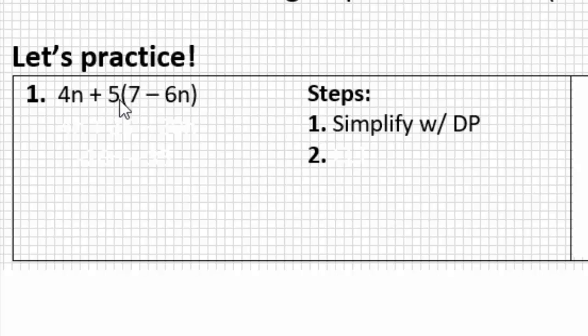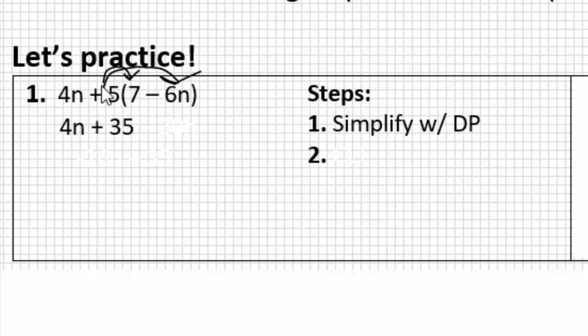So we have to do that first, which means we're going to take this 5, and it is a positive 5, so that sign in front tells us whether it's positive or negative. And we're going to multiply it by each term inside the parentheses. So we keep the 4n because that is outside the parentheses. We multiply that positive 5 times 7 to get a positive 35.